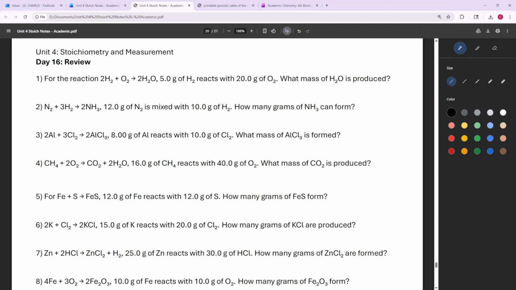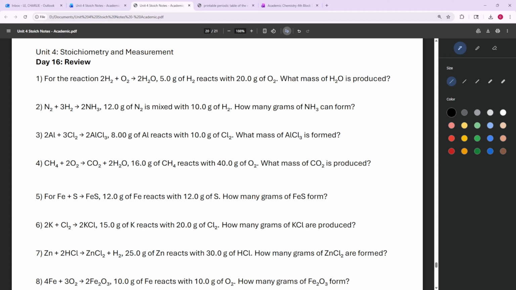Right, so for the first problem, for the reaction 2H2 plus O2 yields 2H2O, 5 grams of hydrogen react with 20 grams of oxygen, what mass of water is produced? Anytime you see two givens, 5 grams of hydrogen, 20 grams of oxygen, good idea to check for limiting reactants. So what we're going to do is convert both of these to mass of water. Whichever one is smaller, that should be the answer.